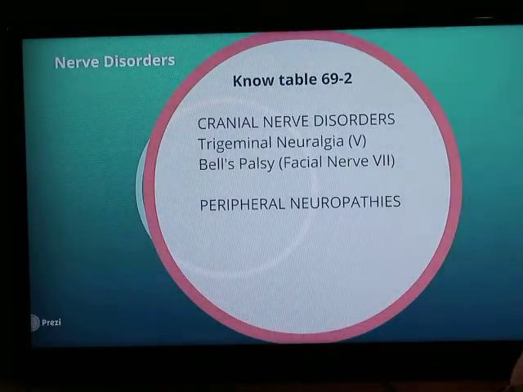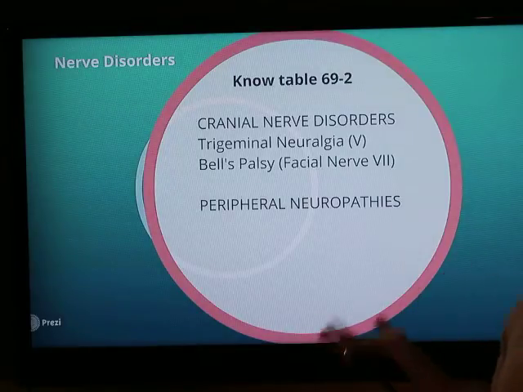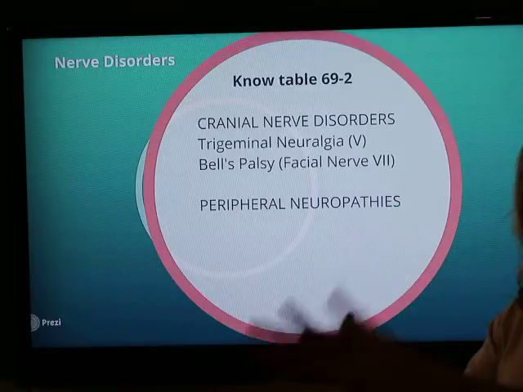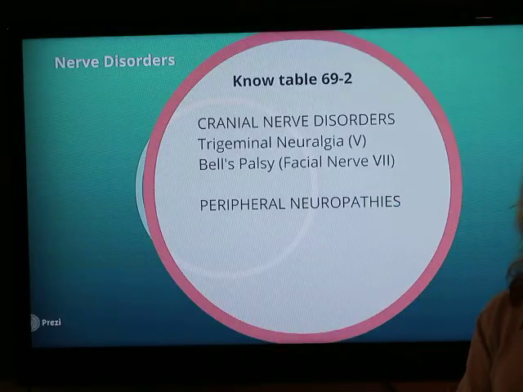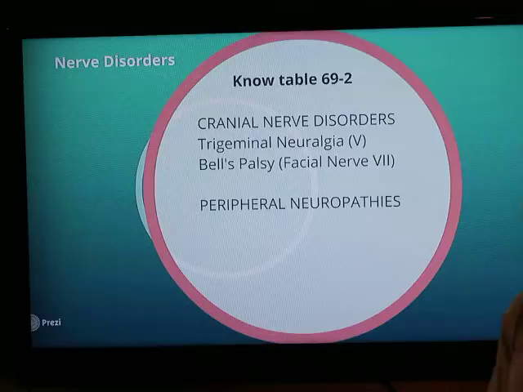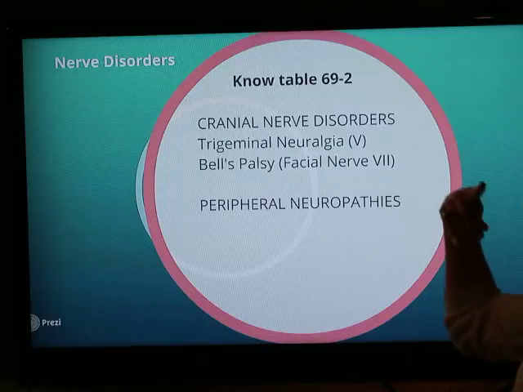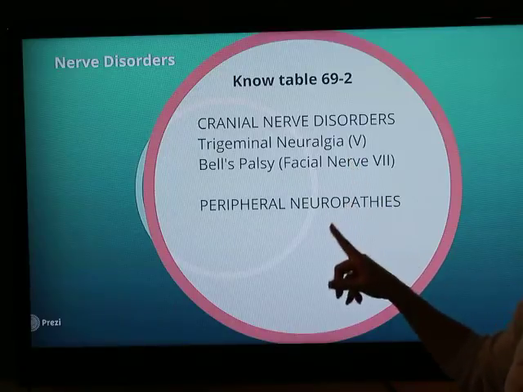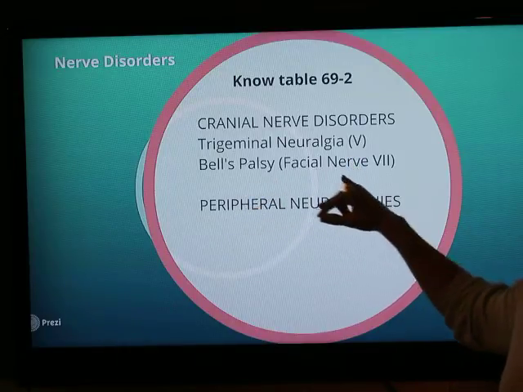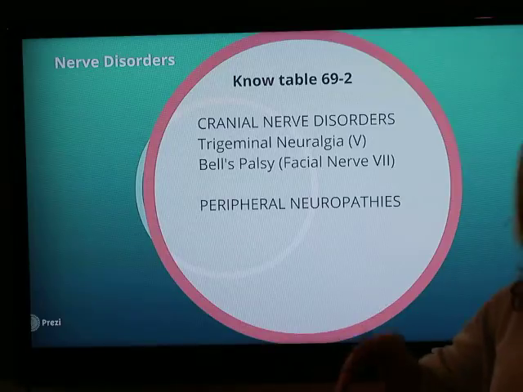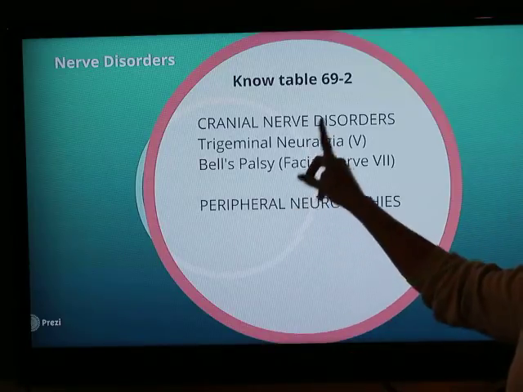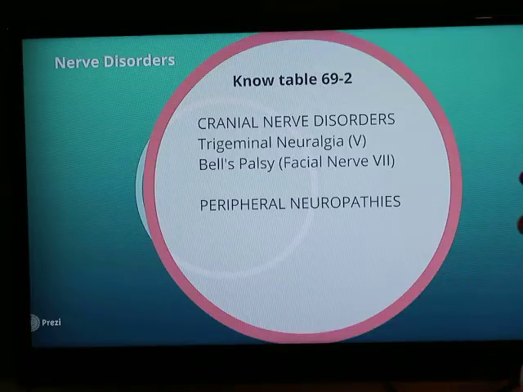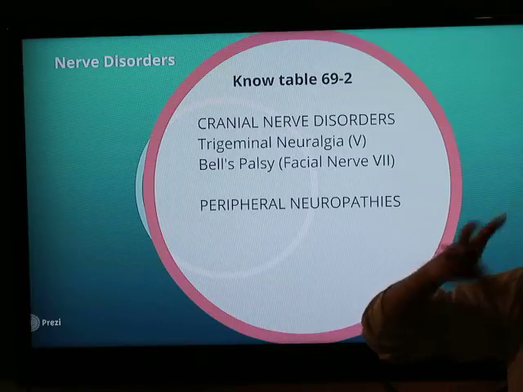And then there are some nerve disorders. You should look over table 69.2 in your book. However, I really want to focus you on just a couple of nerve disorders that are really common that you're going to see quite a bit. Basically, trigeminal neuralgia, that involves cranial nerve number 5, and Bell's palsy, that's the facial nerve, and the facial nerve is number 7. The difference here is trigeminal neuralgia is the trigeminal nerve that comes out from here and innervates the face.